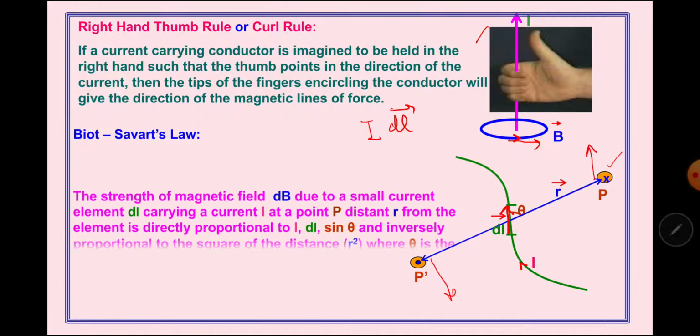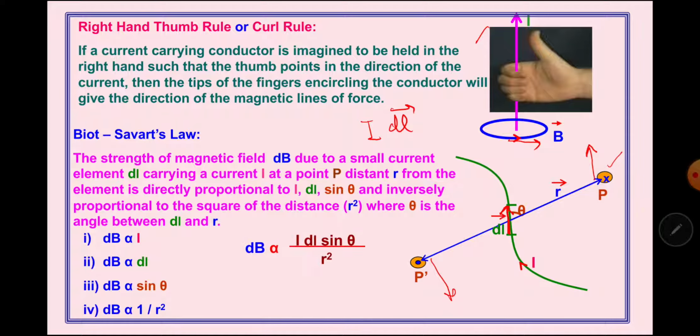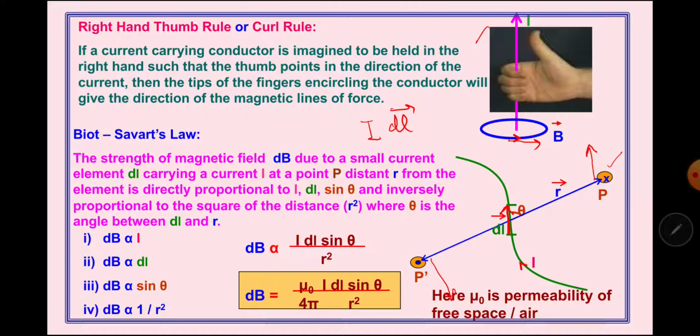So Biot-Savart's law states that the small value of magnetic field due to a current element is directly dependent upon the amount of current, directly dependent upon the length of the current element, directly dependent upon the sine of the angle between the dl and r vectors, and inversely proportional to r square, the distance between the point of observation and the current element. Combining all these factors, we get dB is directly proportional to I dl sine theta upon r square. The proportionality constant which occurs here is mu naught upon 4 pi.